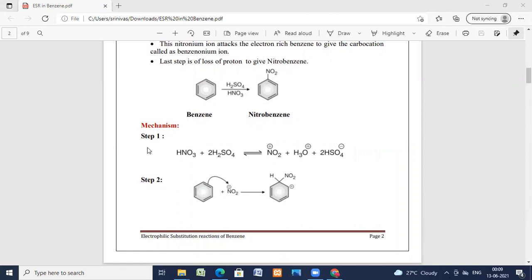Step 1 of the mechanism. Nitric acid and sulfuric acid, this is the nitrating mixture, react to give the electrophile, the nitronium ion, and H3O plus ion and two HSO4 minus ions. This nitronium ion is the electrophile. The nitronium ion is the active nitrating agent, the electrophile. It is produced by the reaction of nitric acid and sulfuric acid.